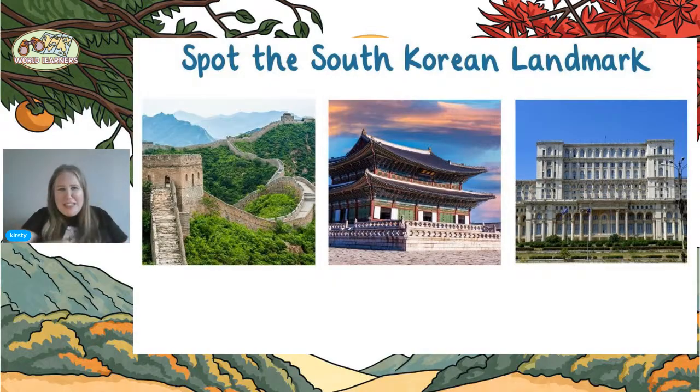Right, spot the South Korean landmark. We've got 3 different landmarks here, but only one of them can be found in South Korea. Which one do you think? And can you identify the other ones? There's bonus points on offer here if you can identify the other ones. Which one do you think is found in South Korea? And what are those other ones? Have you seen those before? Or could you have a guess at which country those ones might be from?